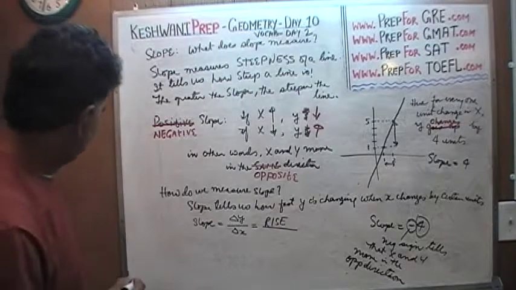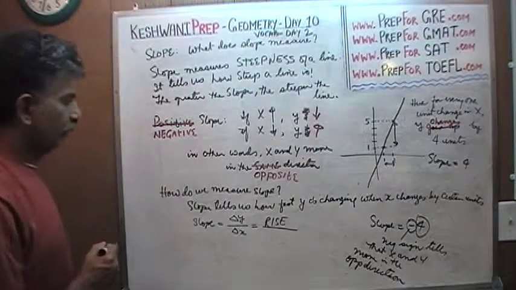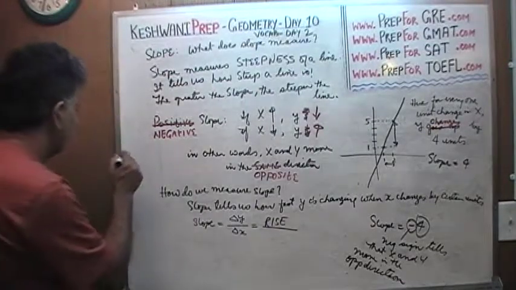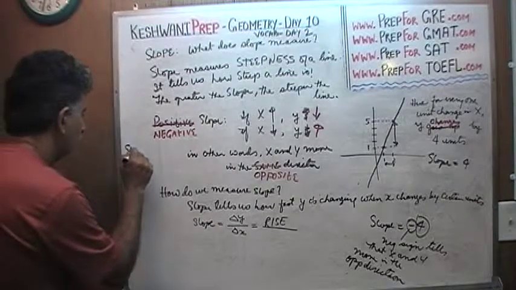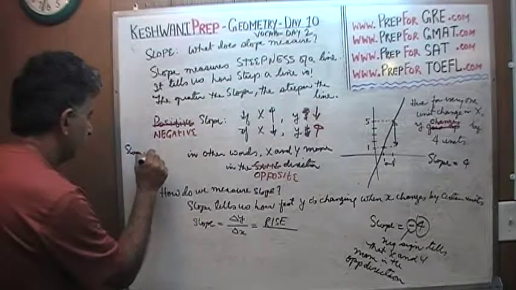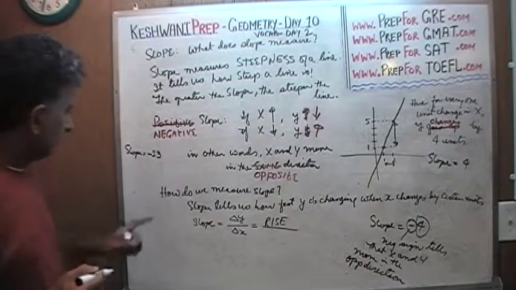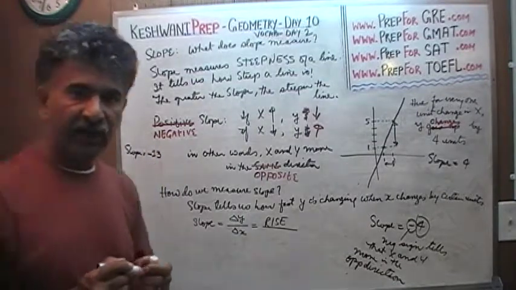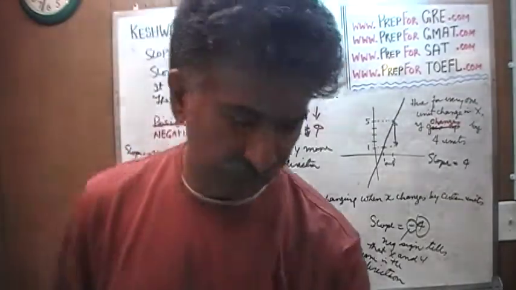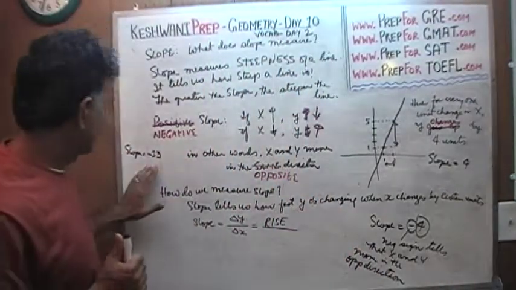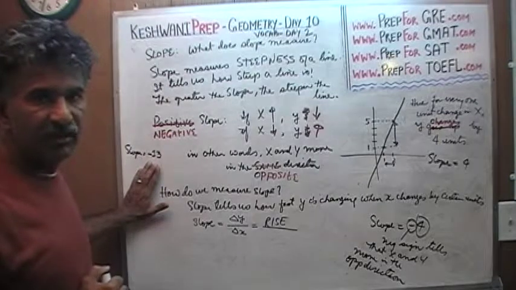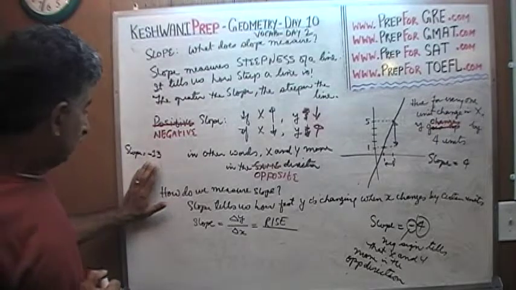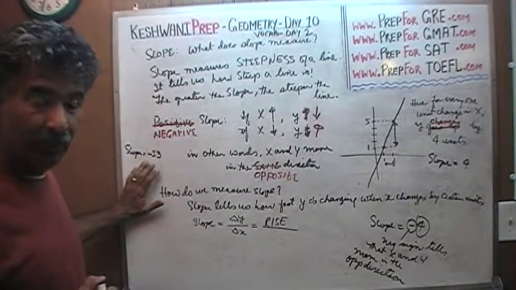So if the slope of something happens to be -13, one more time I'm going to repeat it. If slope happens to be -13, the 13 part tells us how fast y changes for every 1 unit change in x. So 13 tells us that if x changes by 1 unit, y will change by 13 units. In what directions? In the same direction or in the opposite directions?